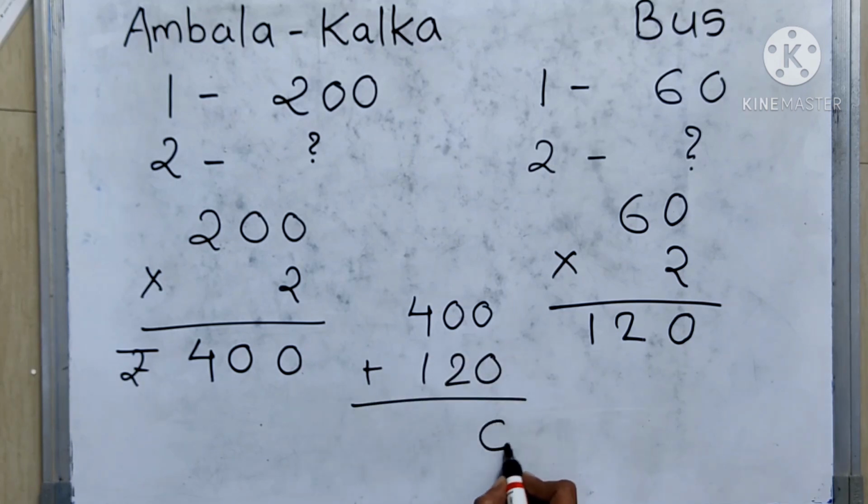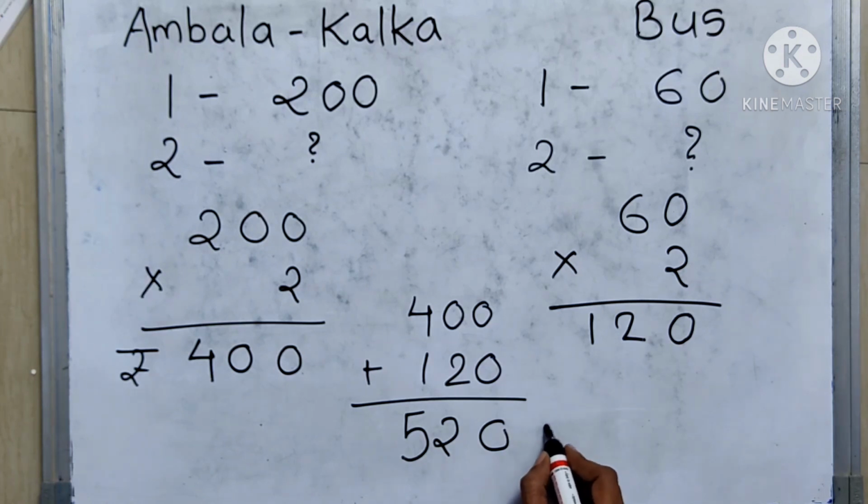0 plus 0 is 0, 0 plus 2 is 2, and 4 plus 1 is 5. So they spent 520 rupees to reach Shimla.